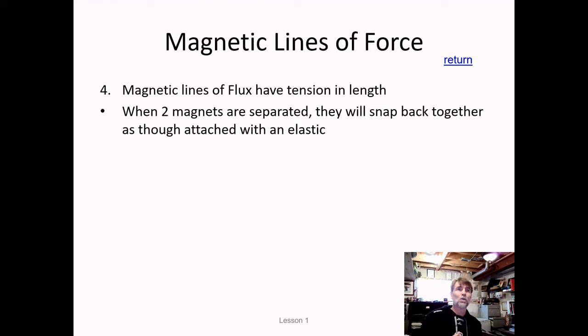So let's think about that point where it breaks. When the elastic breaks, it's very dramatic, because its tension is greatest just at the moment before it finally gives up and breaks. The lines of flux are the opposite. There is no dramatic moment when those lines of flux finally break. It's a very subtle, unrecognizable moment in time because they are strongest when they're close together, and then that strength fades until it just doesn't exist anymore. So, tension in length.